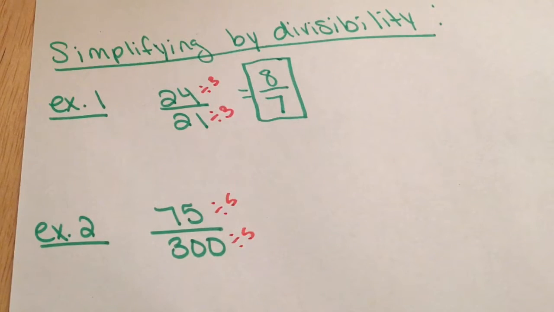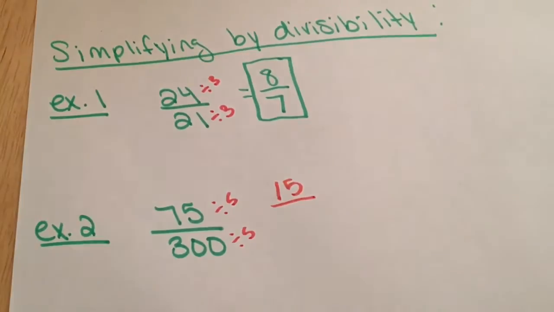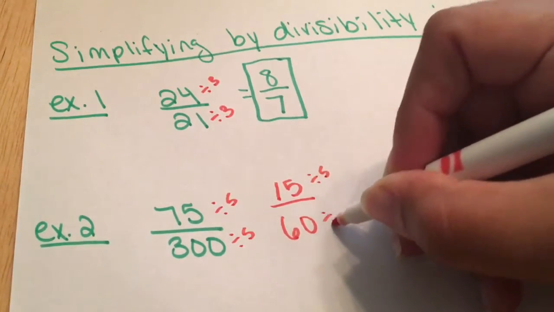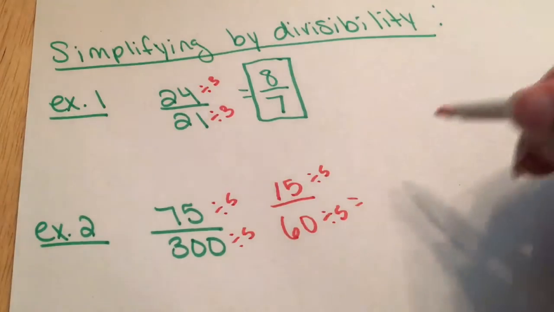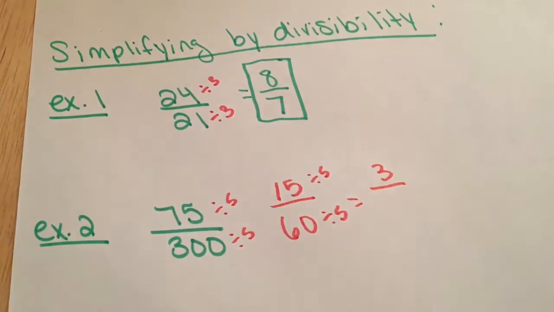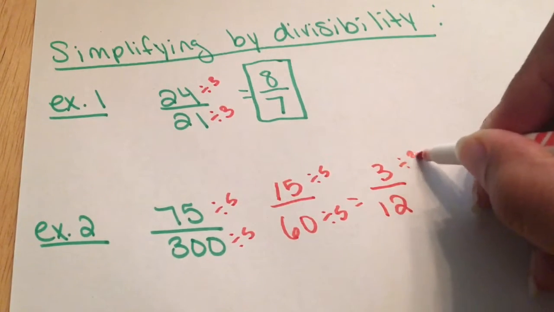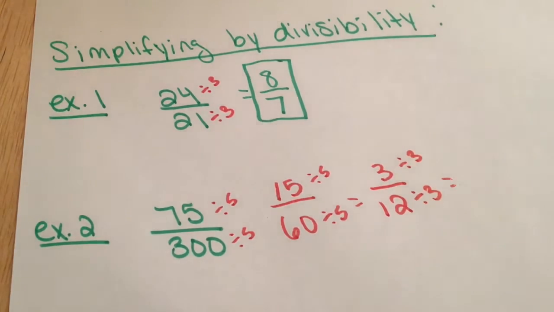So 75 divided by 5 is going to be 15. And 300 divided by 5 is going to be 60. I still might not know what the largest number that will go into 15 and 60 is, but I know I can still divide both of these by 5 as well. 15 divided by 5 is 3, and 60 divided by 5 is going to be 12. At this point, since I'm working with a smaller fraction, I hopefully can see that 3 and 12 are both divisible by 3. So I'm going to divide them both by 3.